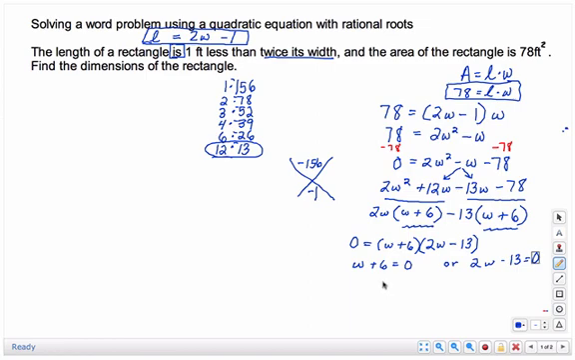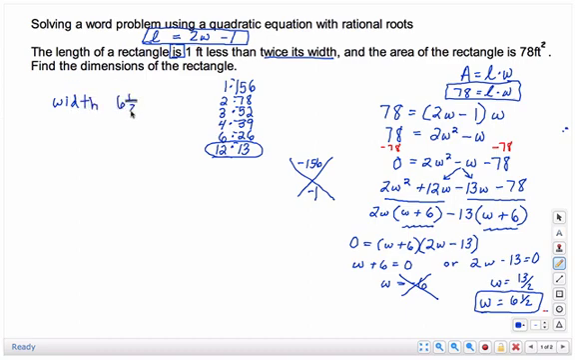So I subtract 6 from both sides, I get w equals negative 6. And here I'm going to add 13 and then divide by 2. You're going to get 13 over 2, which is the same as 6 1/2. Now our length cannot be negative, so we can cancel out the negative part of the solution. So our width is going to be 6 1/2, and it's going to be feet. So I'm going to write this: width is 6 1/2 feet.